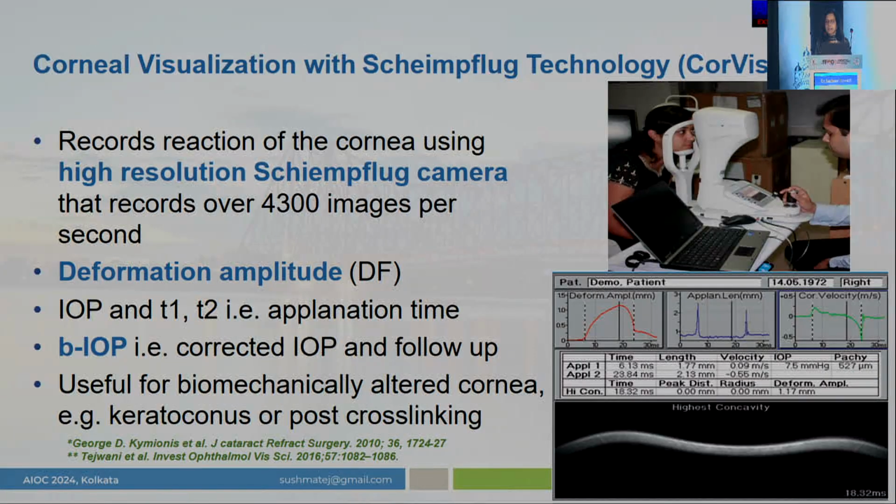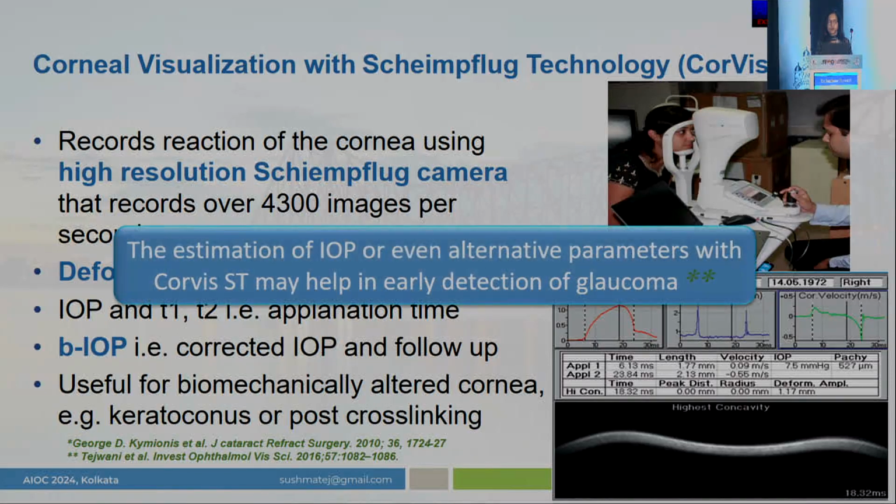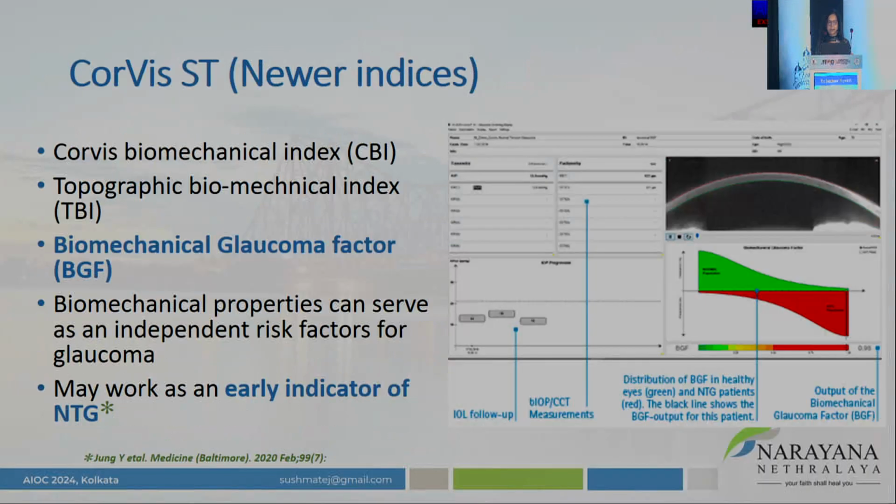The second best, or I would say technically the best, for overcoming biomechanical properties is Corvis ST. It's a high resolution Scheimpflug camera which calculates the deformation amplitude by putting a constant force of air on the cornea. And bIOP is supposed to be the corrected one, which is useful. Also the other parameters like deformation amplitude do suggest intraocular pressure in situations like keratoconus post-cross-linking.